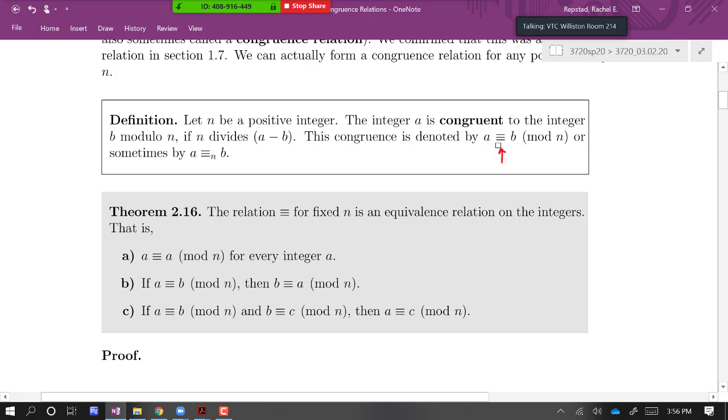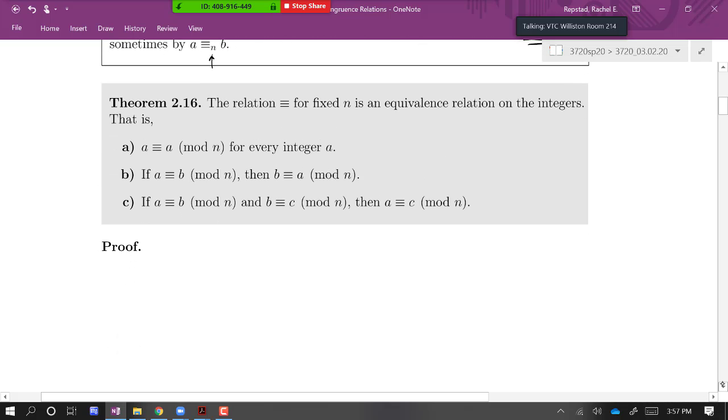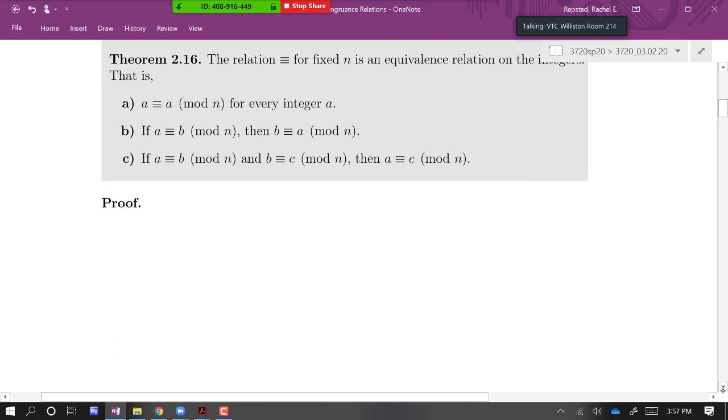A lot of the time you'll see it written as A congruent to B, and then mod n in parentheses. Another type of notation is to write the triple equals with a subscript n. Those mean the same thing. This relation is an equivalence relation for any fixed n, and we're just going to show that right off. We're going to show that it's reflexive, symmetric, and transitive. It doesn't take very long. That's why there's not a whole lot of space devoted to it in the notes here.